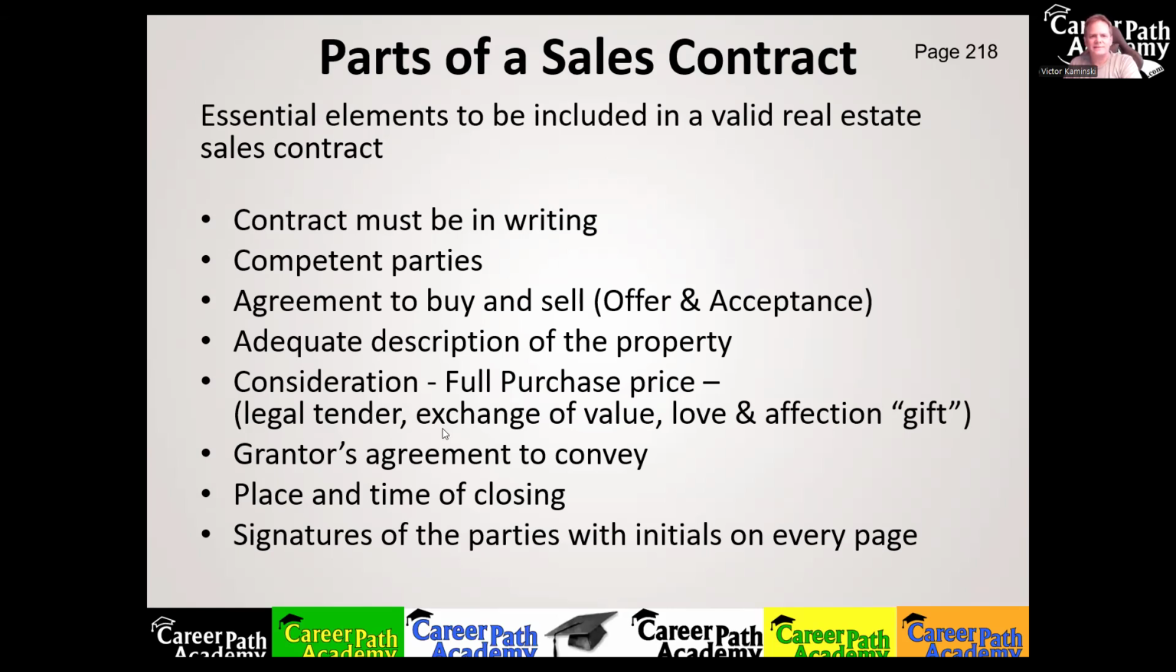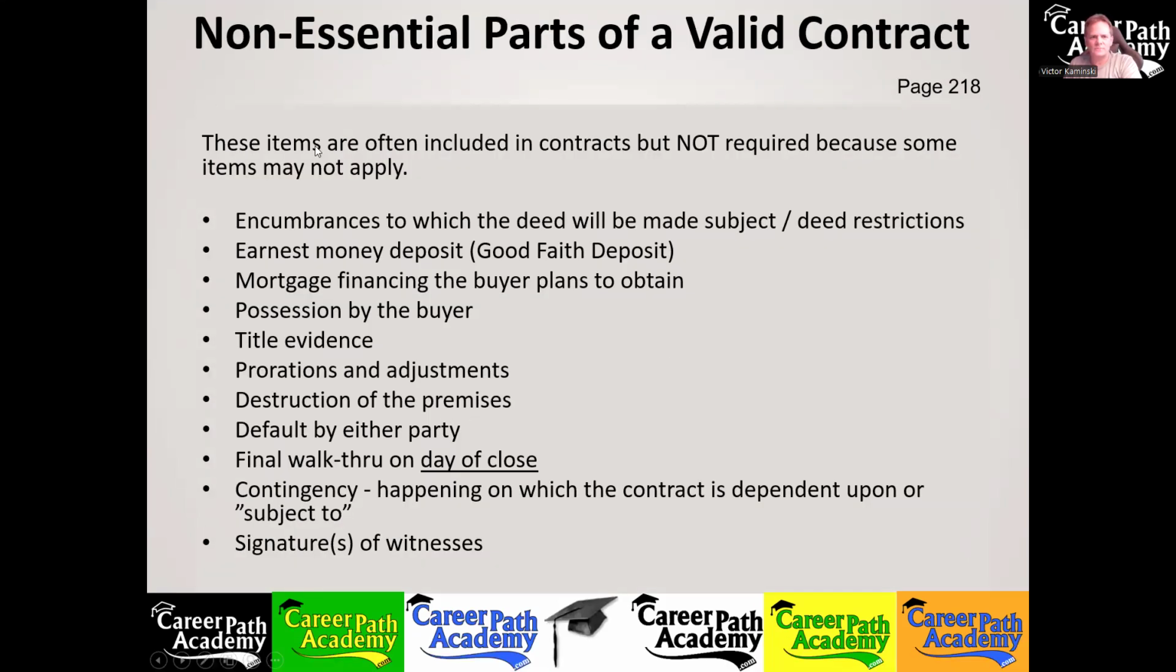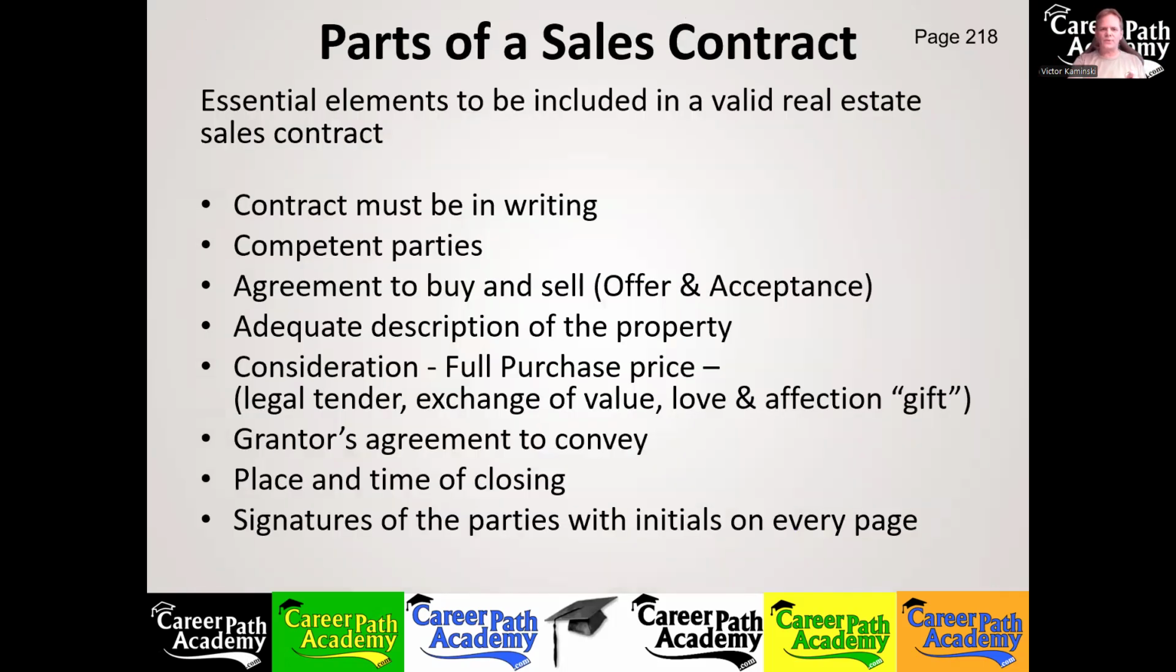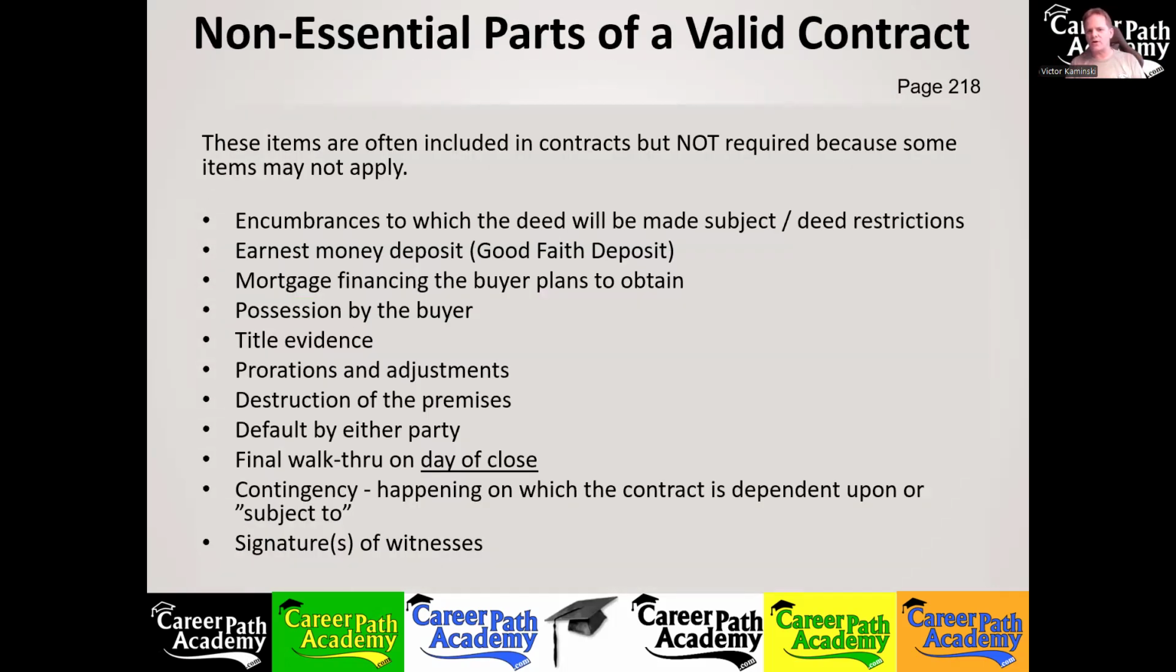Now, what are the non-essential elements? Well, these items are often included in our contracts, but they're not required by law because some items may not apply to your situation. Our contracts tend to be universal for all 1 to 4 families, so they include things that may not apply to certain situations, but either way, they're included in contracts. But if you were a private individual and you created your own contracts, these are the items that must be included, or these are the ones that are optional. Encumbrances to which the deed will be made subject. Well, not all properties have encumbrances, so therefore that's not an essential element to be included.